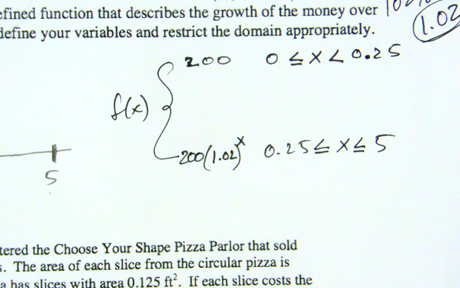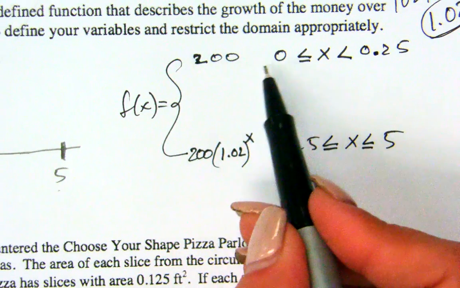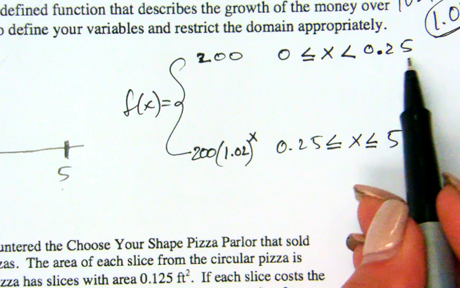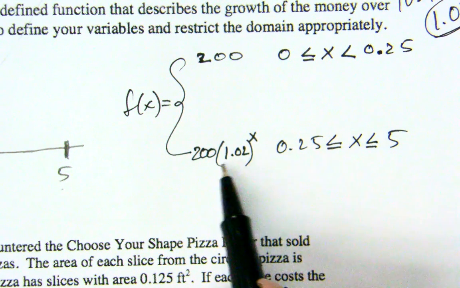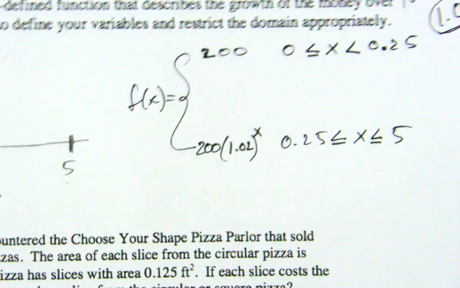And if you were to graph this on Desmos, that's what it would look like. Your piecewise function is doing nothing for about 3 months, or 0.25 of a year. And then from 0.25 to 5 years, it's growing exponentially in the account. Okay, that was 33.